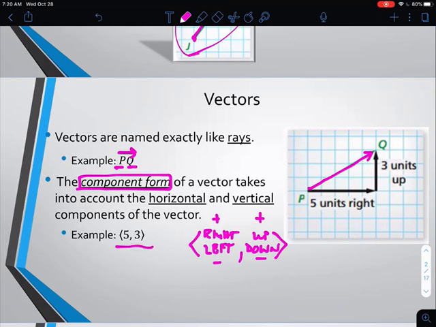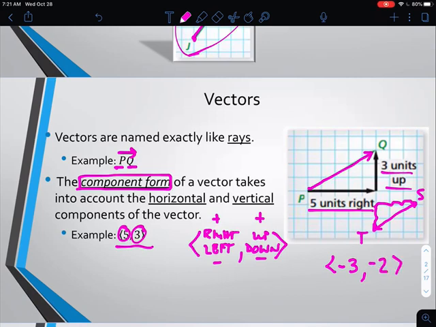So the example here for PQ, we see in the picture that we had to go 5 units to the right and 3 units up. So 5 units right would be a positive 5. 3 units up would be a positive 3. If I had put a different vector in here, let's say S traveling to T, well, for S to T, we'd have to go left 3 units. So we go 1, 2, 3 to the left. So that means I'd have a negative 3 for the first number. And then I would go down 2, so negative 2 further down. So the positive or negative tells us which direction, and then you have right or left for the first number, up or down for the second.